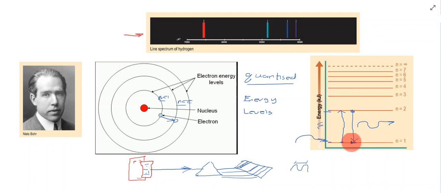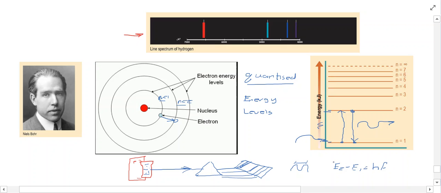So the amount of energy that's given off when the electron becomes excited and then drops back down to its original energy level is equal to the energy difference between these two energy levels. And this can be represented in a formula mathematically. We can say E2 minus E1 is equal to h times the frequency.